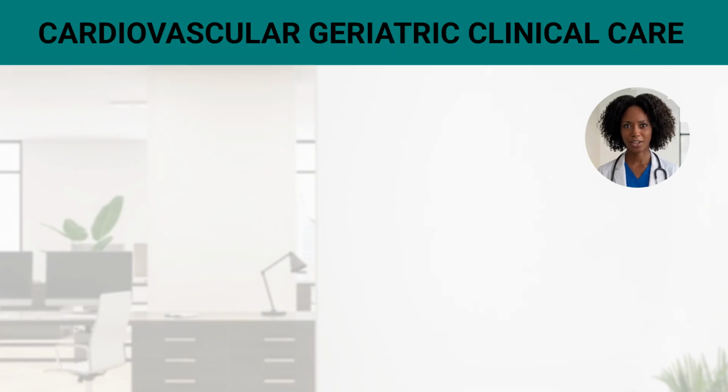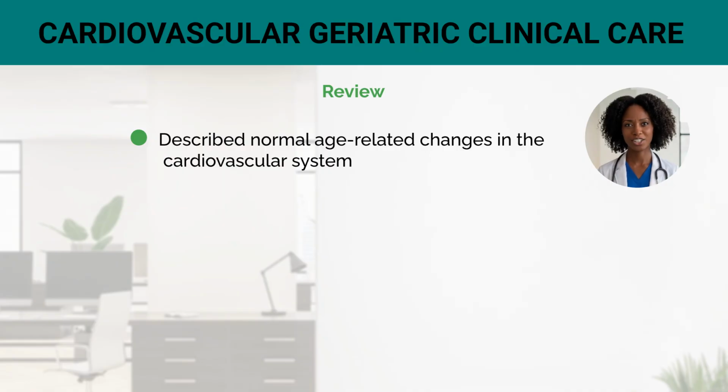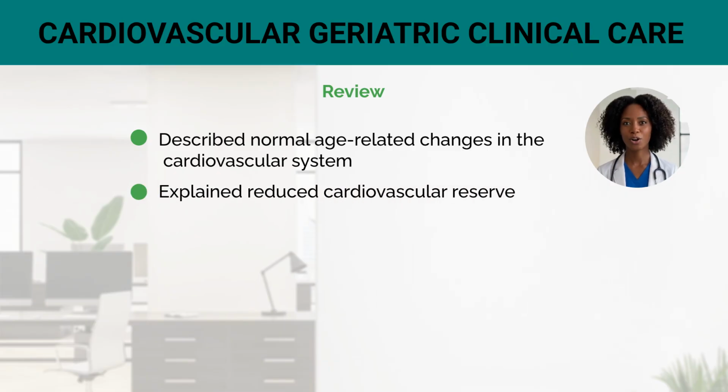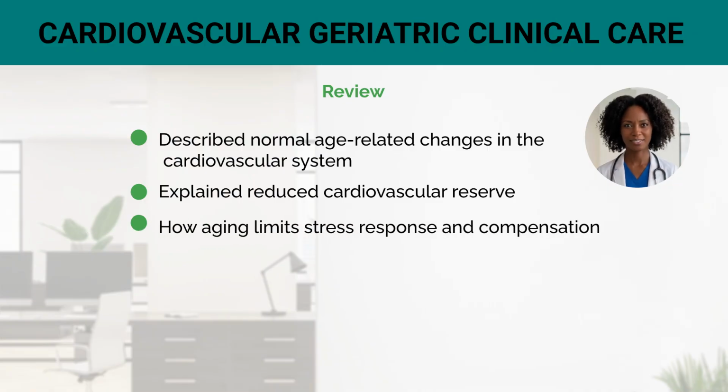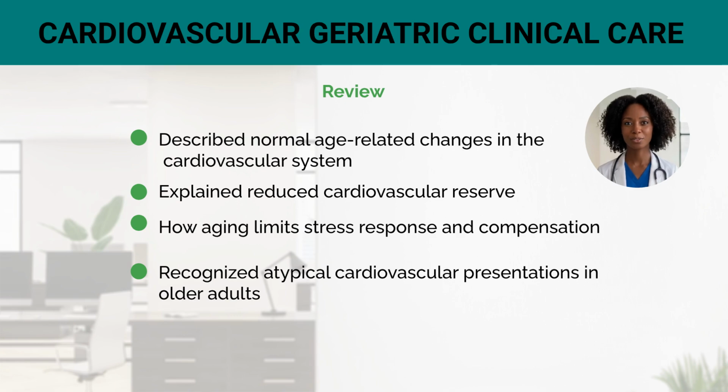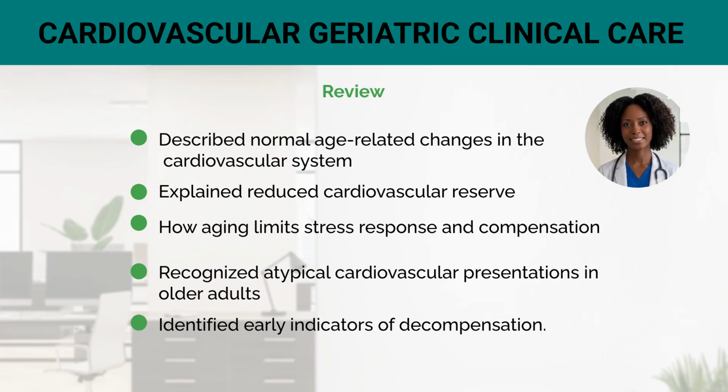In this video, we will continue our talk on cardiovascular geriatric clinical care. Previously, we described normal age-related changes in the cardiovascular system, explained reduced cardiovascular reserve, how aging limits stress response and compensation, recognized atypical cardiovascular presentations in older adults, and identified early indicators of decompensation.